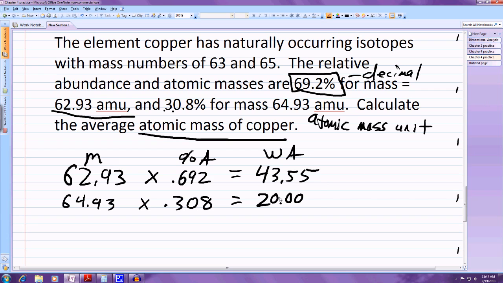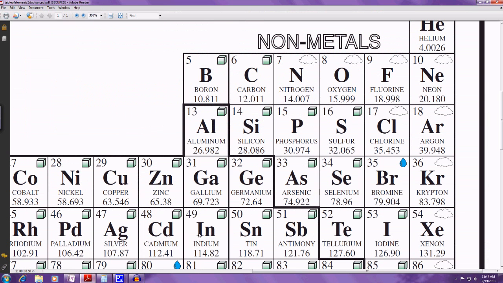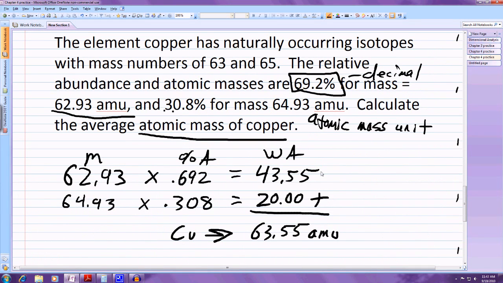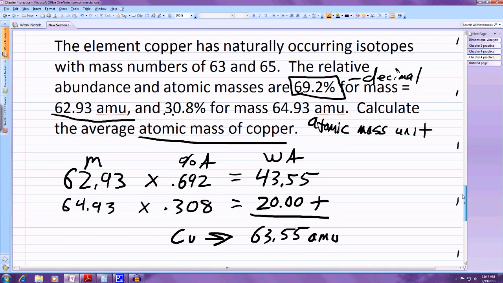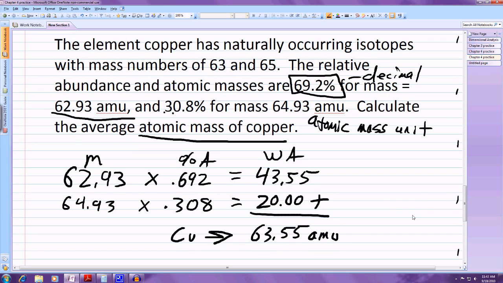Now we add all the weighted averages together. 43.55 plus 20 gives us 63.55 AMU for copper. Let's check ourselves on the periodic table. Copper is right here, 63.546, which would round to 63.55. So yes, we did it right. That's why it's so important to show your work here. Show your work, please. Yes, I know you could go straight to the periodic table and find all this. Show me your work. I know that you actually know what you're doing.